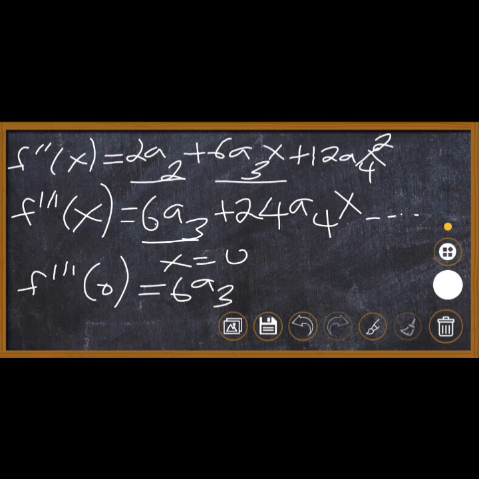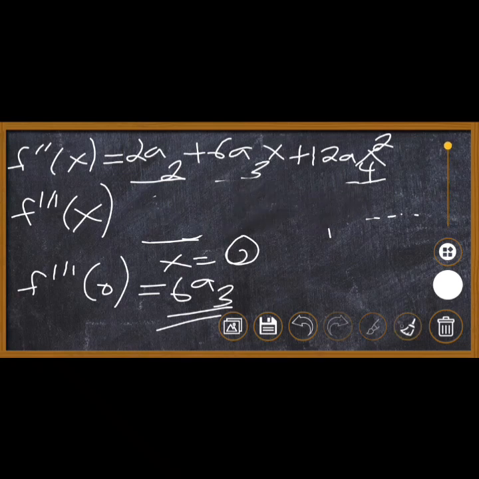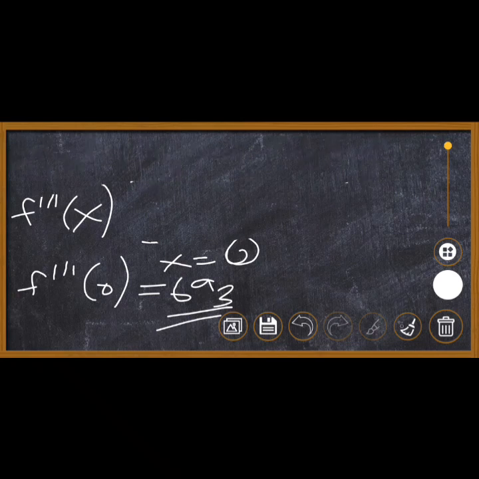Then here, when you replace where there is x with a 0, this 0 multiplied by 24 is just 0, so this is just nothing. So it's going to be just 6a3. So now let's also, like we did previously, make a3 the subject of the formula. We are finding the values of a's in this case.